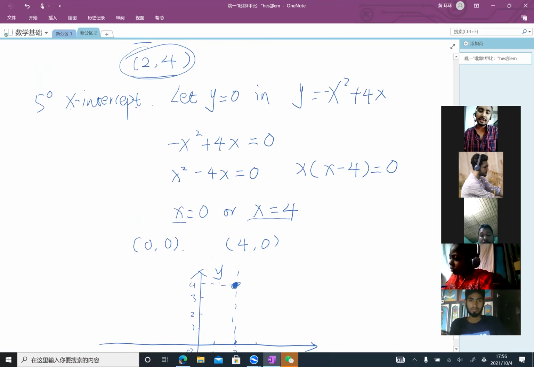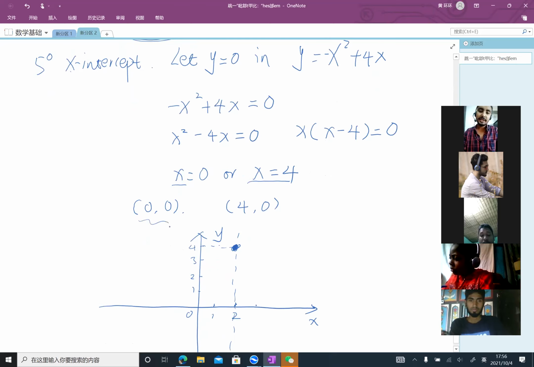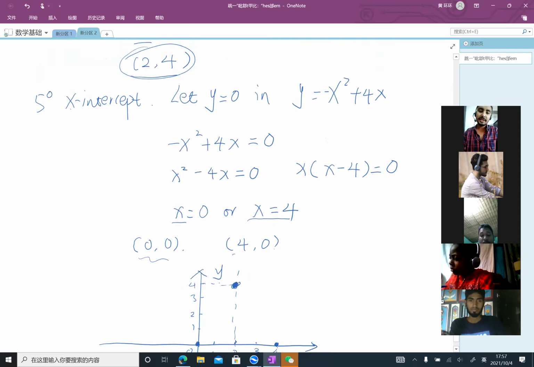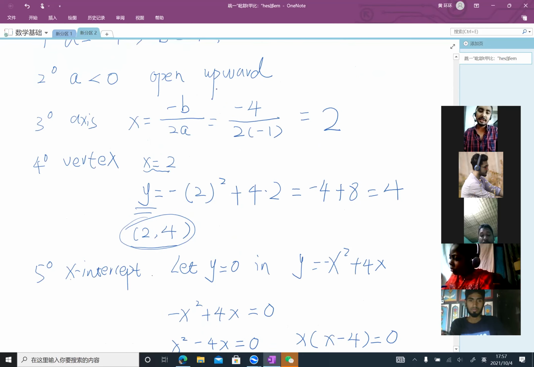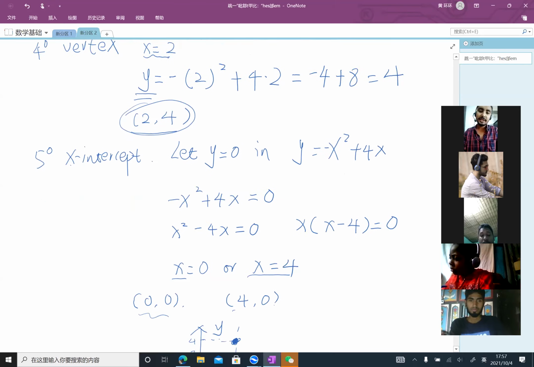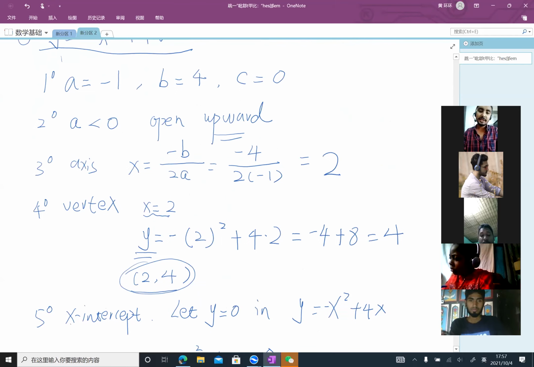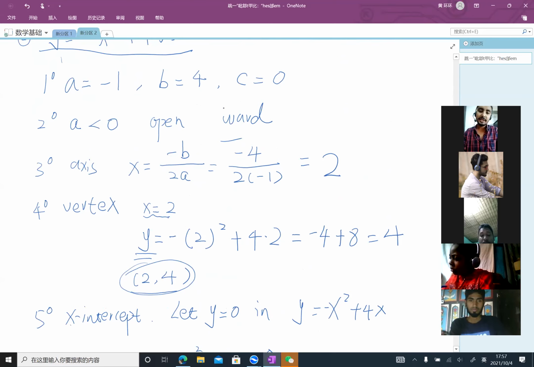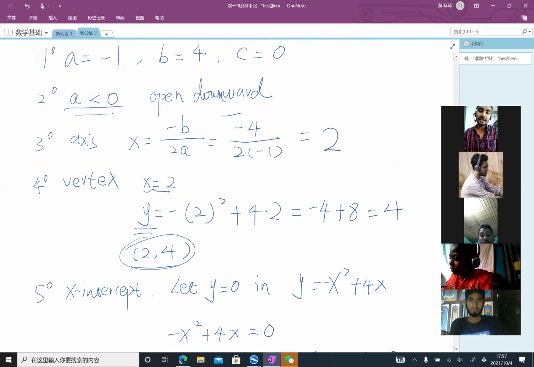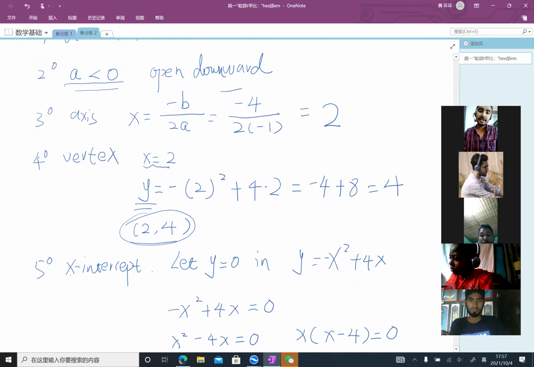Then we see the x-intercepts. The first one is (0, 0). So this is an x-intercept. And the second one is (4, 0). So this is 3, this is 4, and so this point is another x-intercept. And then let's see the parabola. Is the parabola open upward or downward? Downward. Sorry, this is downward, because a is smaller than 0. So this parabola opens downward.